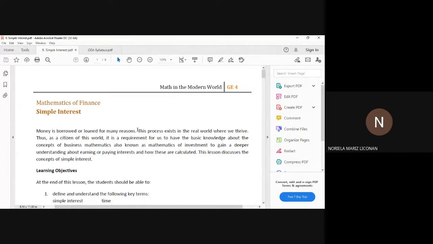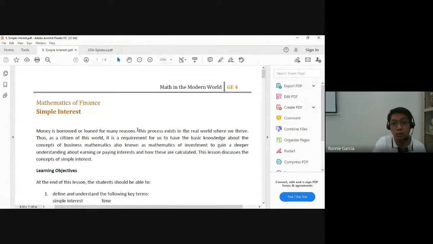Loan. Kanang mag-borrow ka og money, or if you are not the one borrowing the money, ikaw ang nagapabaro og money, then to be able to have an amount nga imuhang ma-earn because you have let other people borrow your money, naa kay ipatong nga interest. So that is the concept of simple interest, which is also part of business math or mathematics of finance, which also exists in the real world. It appeals to GE4 because daghan man gud mga tao, even kamo mga estudyante, nga na-involve into mga loans and money.